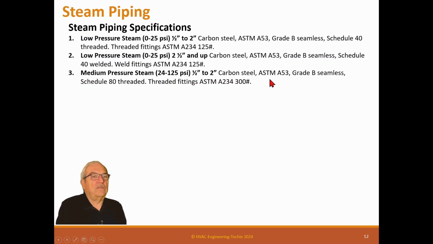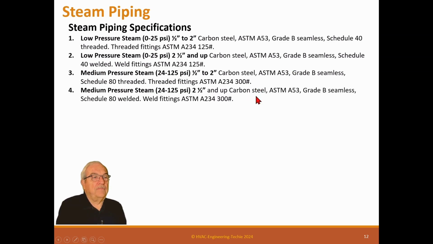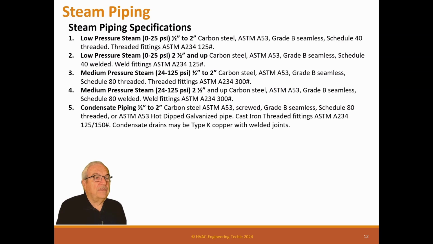1/2 inch to 2 inch carbon steel A53 grade B seamless, schedule 80 threaded. Threaded fittings are ASTM A234 300 pounds. So you see, to get up to this 125 psi, the fittings now have gone from 125 pound to 300, and the piping has gone from schedule 40 to schedule 80. Medium pressure steam, again, for 2.5 inch and up, are the same. Schedule 80 welded fittings are ASTM 300 pounds.